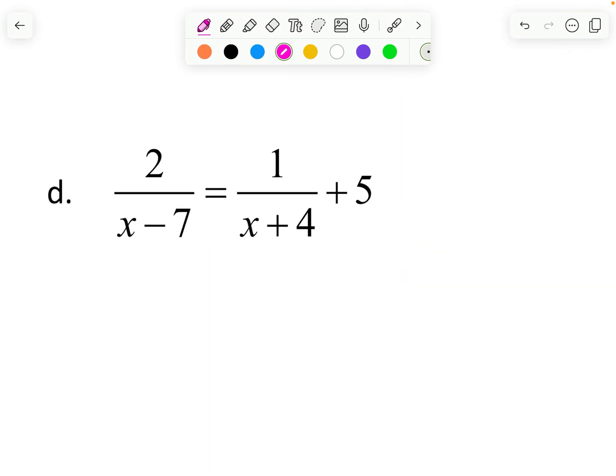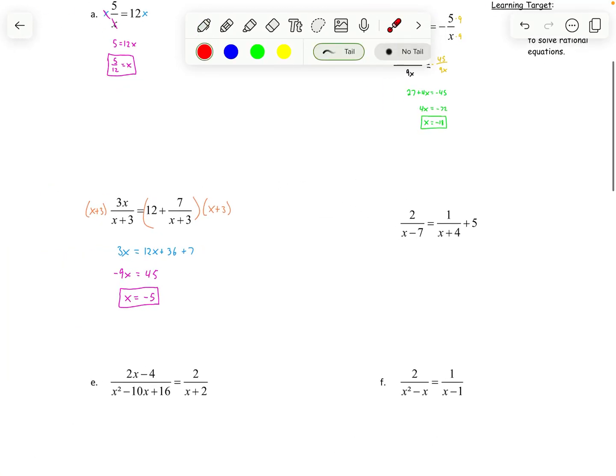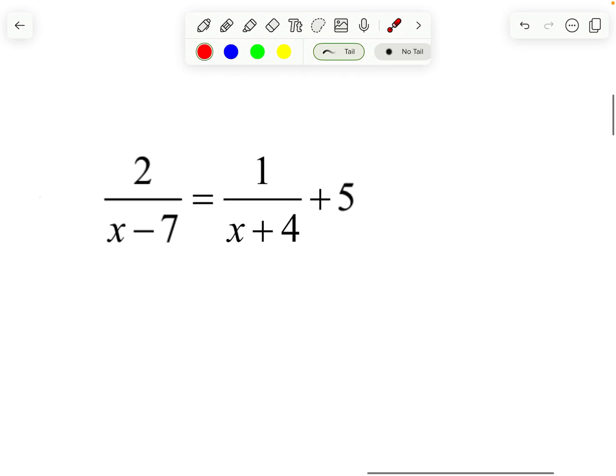Okay, coming over to D. Let's do this the common denominator way. It doesn't really matter, it's up to you, personal preference. On this one, if you do the way we just did part C, you'll have to multiply both sides by x minus 7 to get rid of this, and then multiply both sides by x plus 4 to get rid of that.